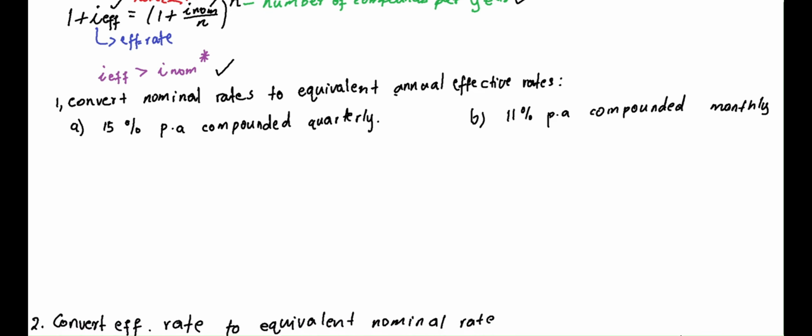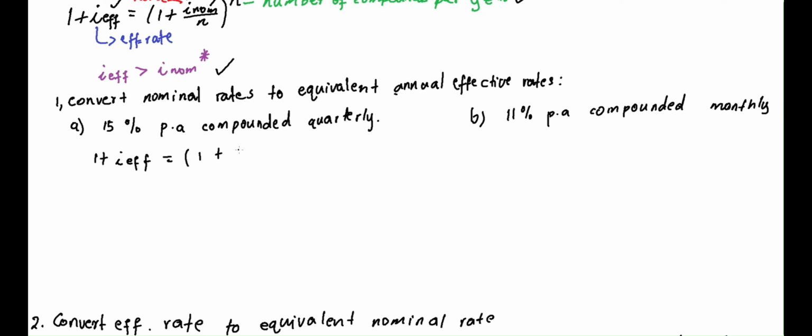Right. Let's tackle the first question. They are saying convert the nominal rate to equivalent annual effective rate. So we are simply going to use that formula that we are being given. We know that it is 1 plus our effective rate equals 1 plus our nominal rate divided by n, raised to the exponent of n. So we are simply going to substitute, guys. Basically they want us to calculate the effective rate, which is going to be pretty simple.